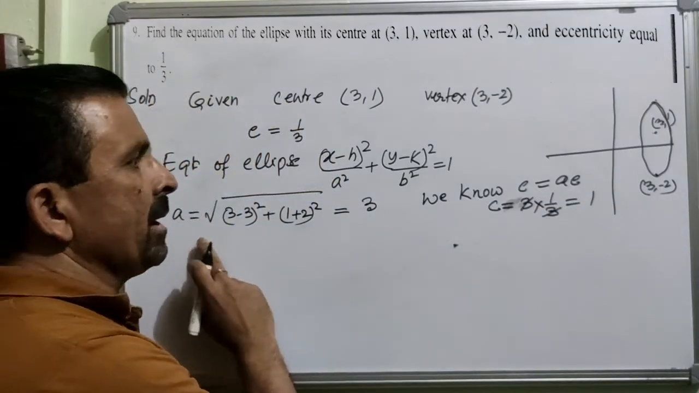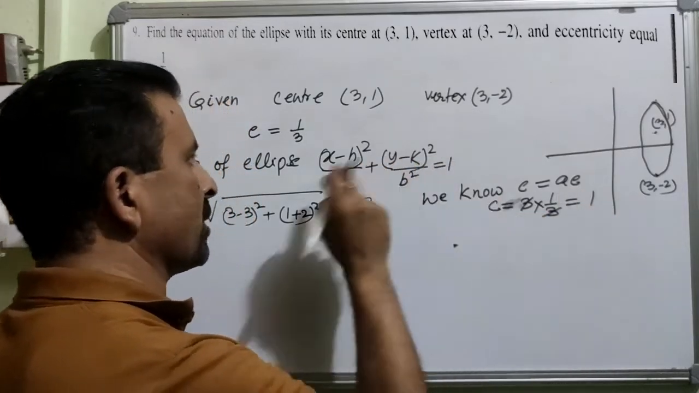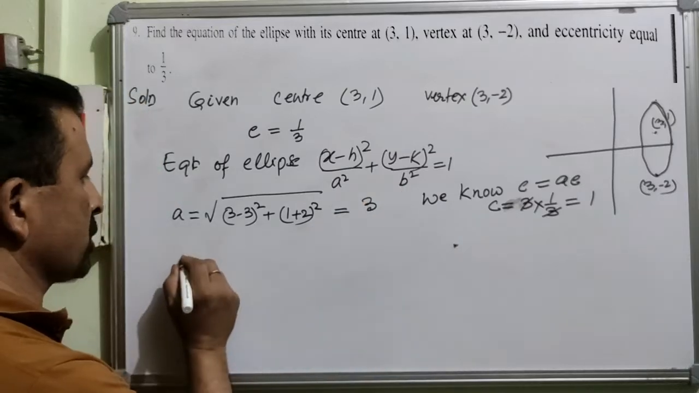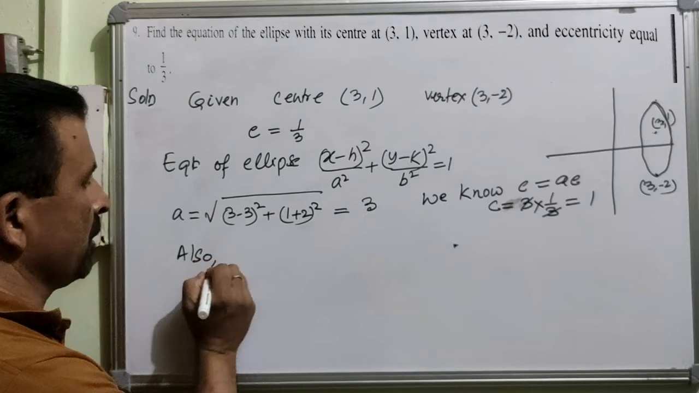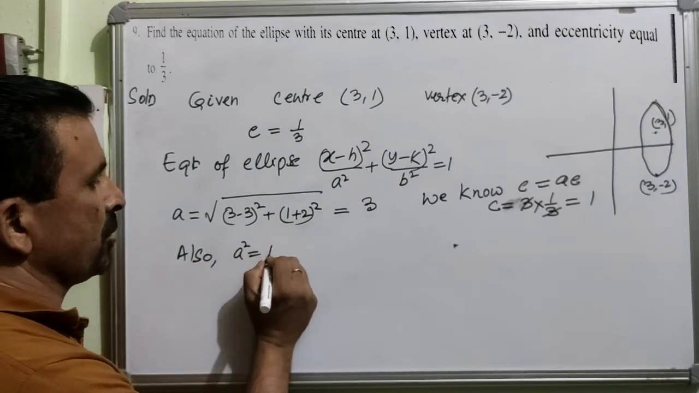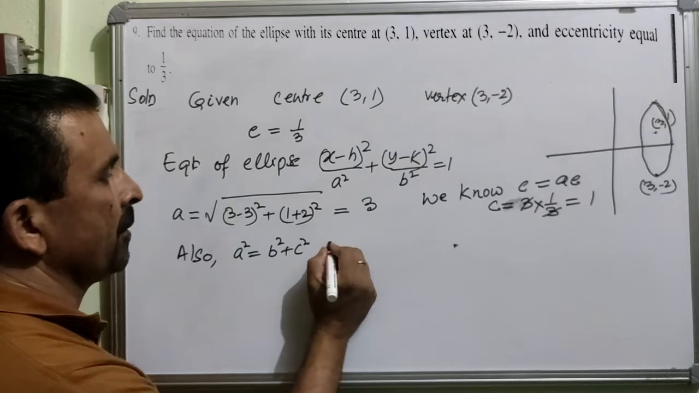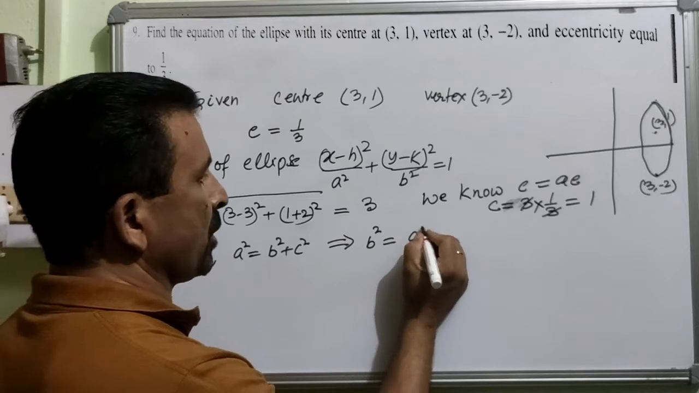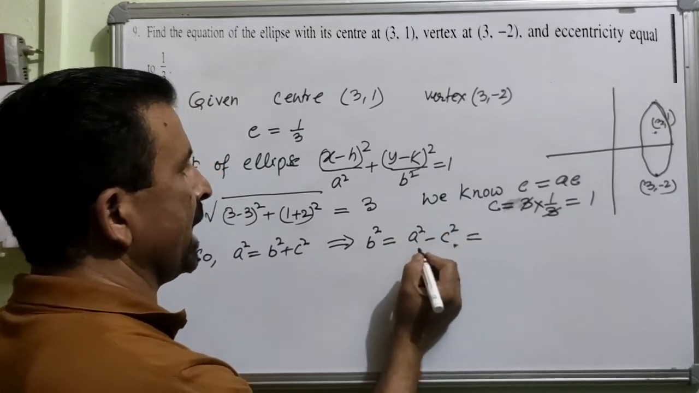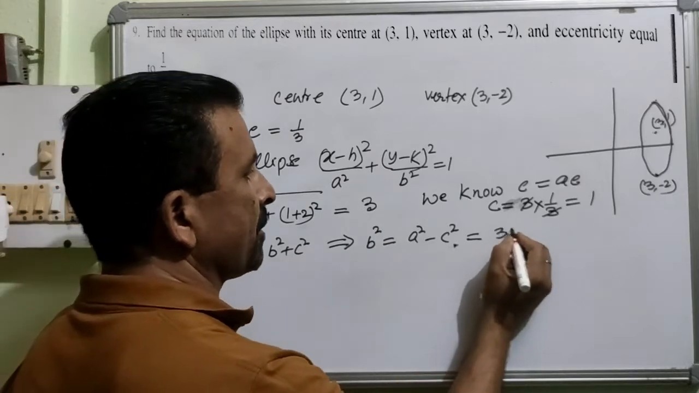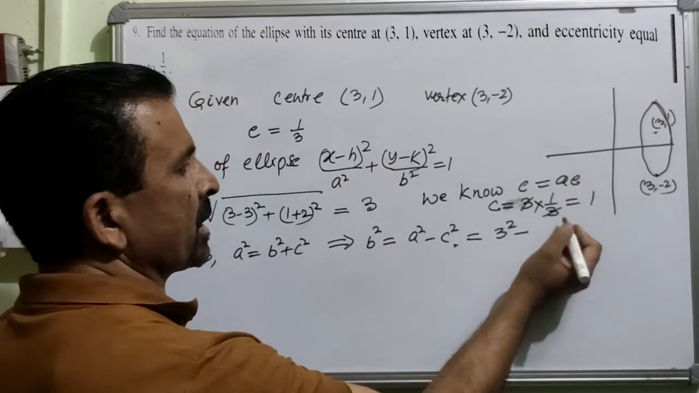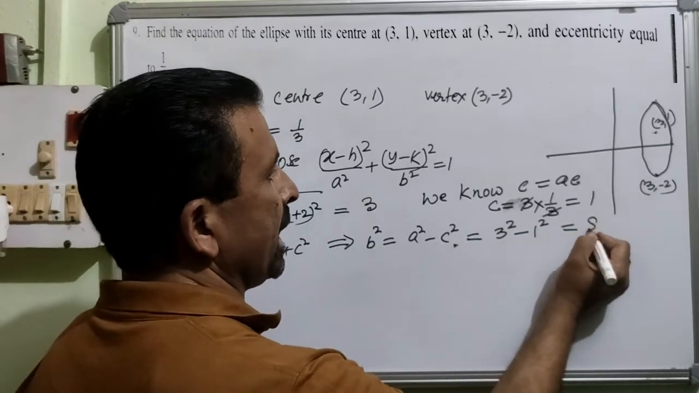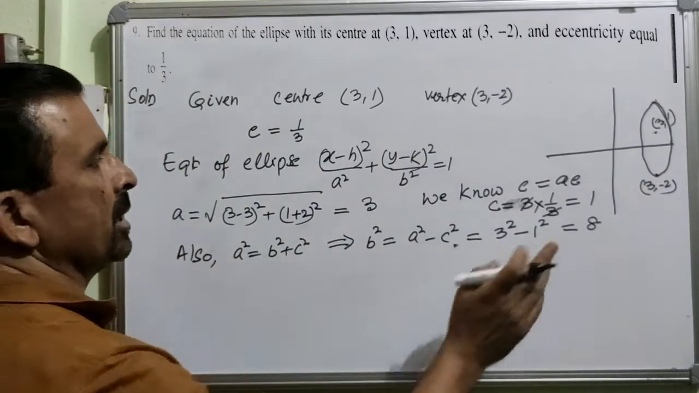We calculated the value of a, we got the value of c, but this c is not required in this equation. We require the value of b. So we will now find the value of b. There is a relation. We know that a square is equal to b square plus c square, right? From here we can calculate the value of b. So your b square will become equal to a square minus c square. Your a we have calculated is 3, so that is 3 square, minus c square, that is 1 square. This is 3 square means 9, minus 1 is equal to 8. Therefore, the value of your b square is equal to 8.